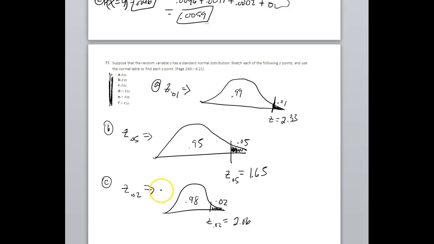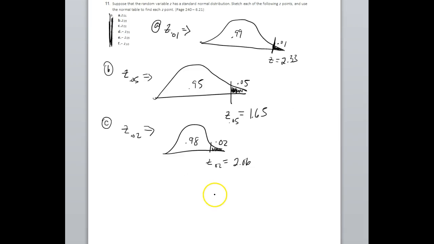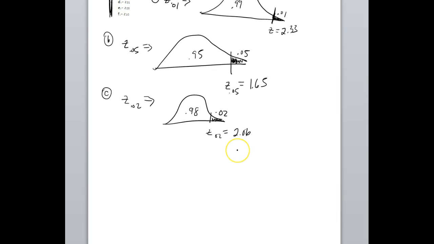Okay. And on to D. D is negative z of 0.01. We can do this a couple of different ways. Either way you want to do it is fine.